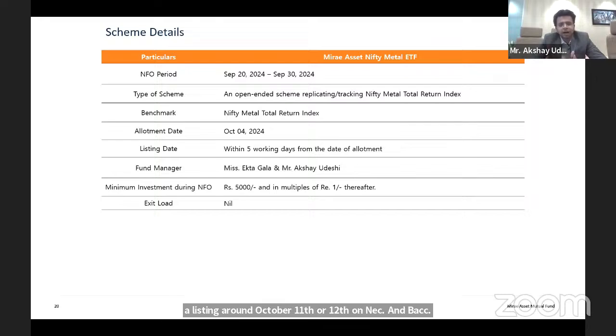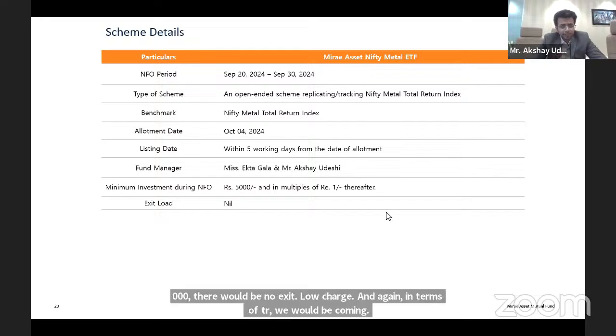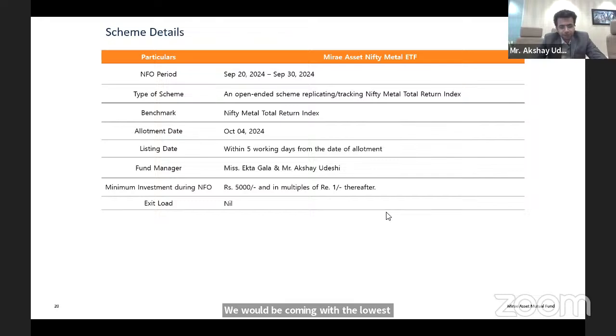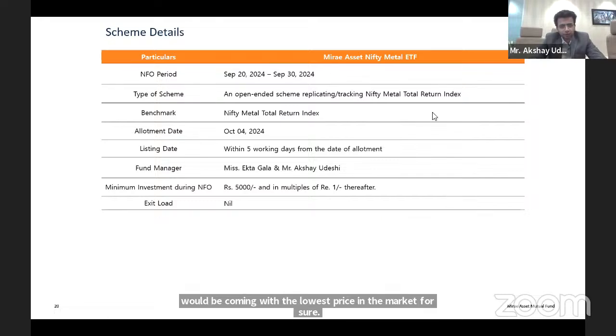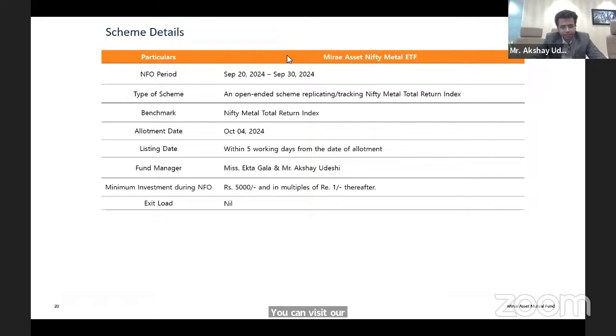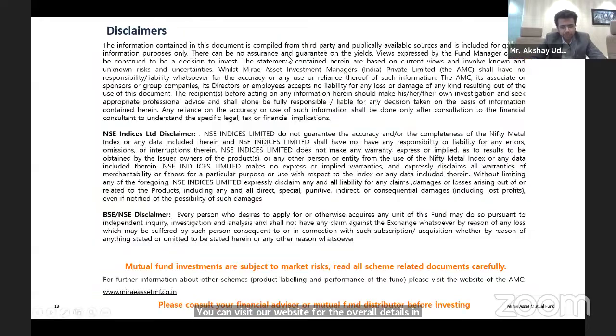The minimum amount during the NFO is 5,000. There would be no exit load charge. And again, in terms of TER, we would be coming with the lowest priced metal ETF in the market for sure. You can visit our website for the overall details in terms of the expenses that are being charged.